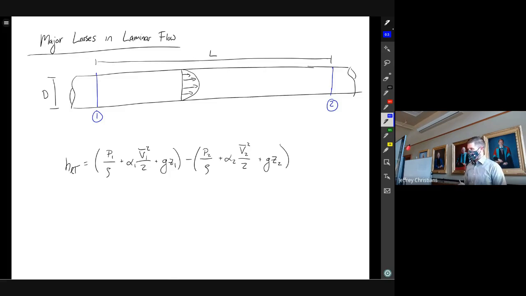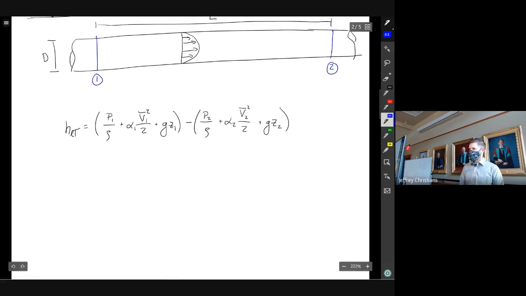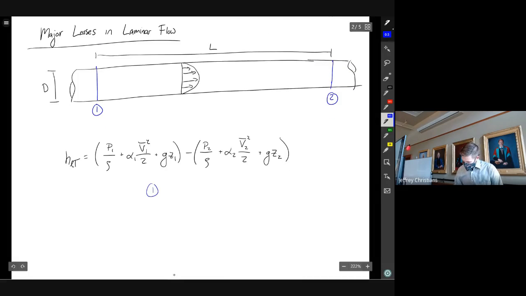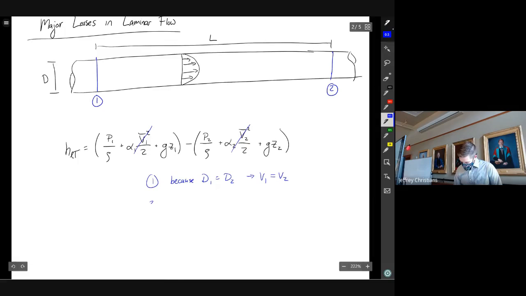We can simplify this a little bit because we know a couple things about the system. Because D1 equals D2, V1 is equal to V2. Our velocities are going to be exactly the same. This is a straight, constant diameter section of pipe. Conservation of mass says that has to be true. So that term and that term must cancel each other out. This is a horizontal section of pipe. We defined it to be horizontal because it makes our lives a little easier. So then the height at position 1 and position 2 are also the same.